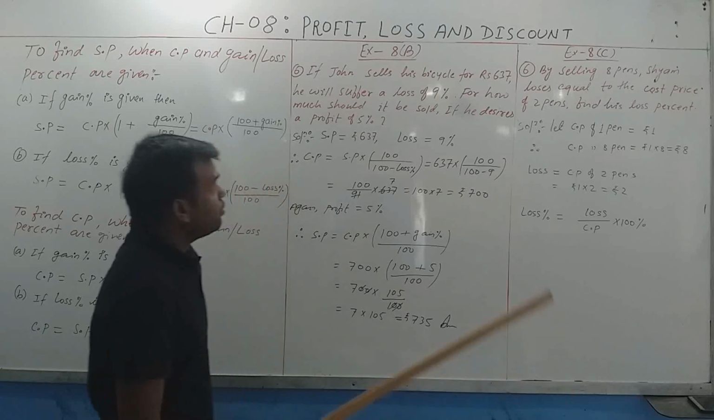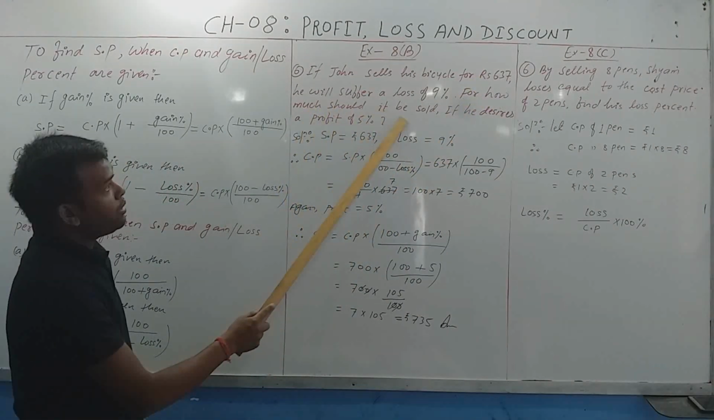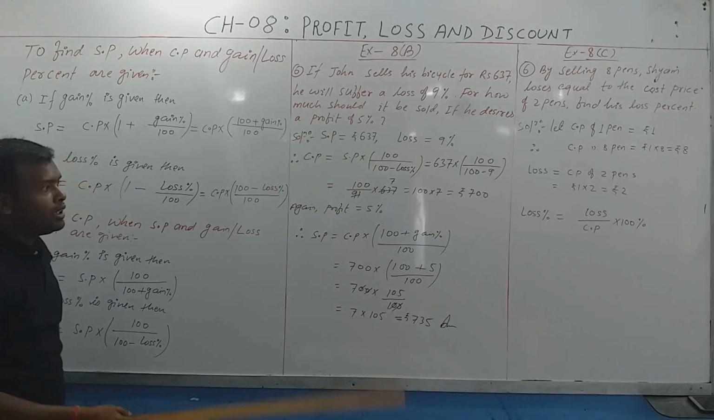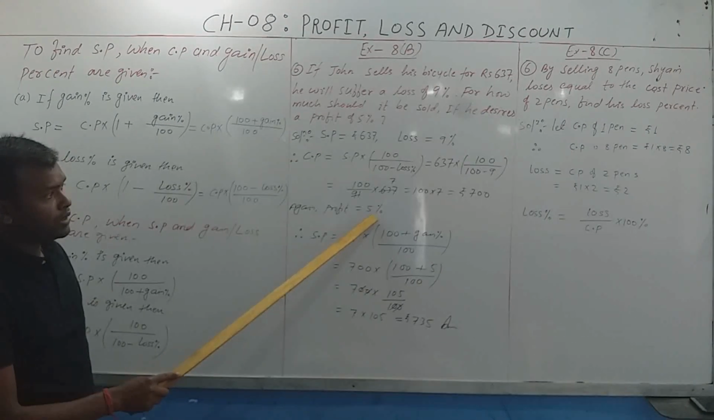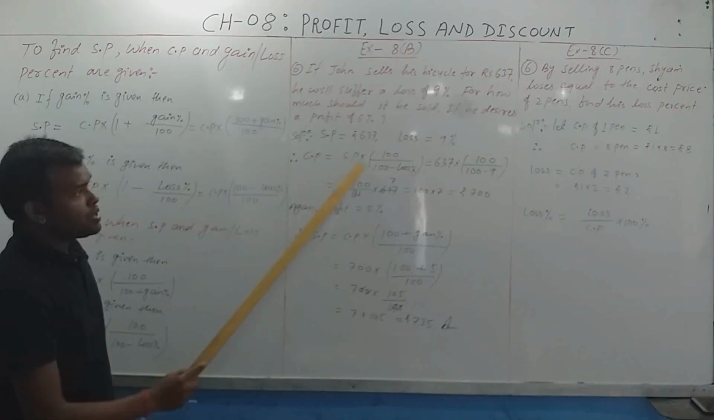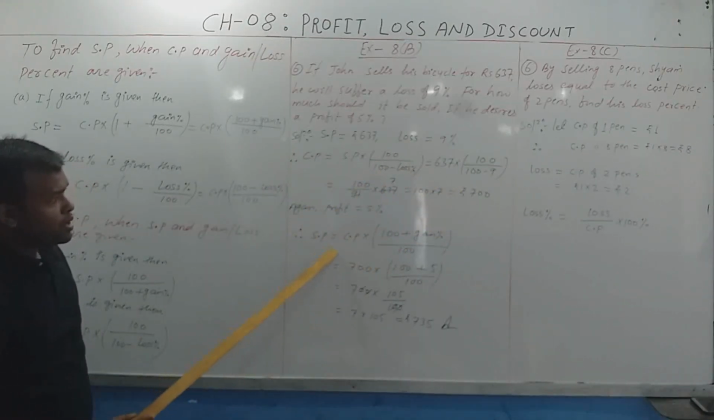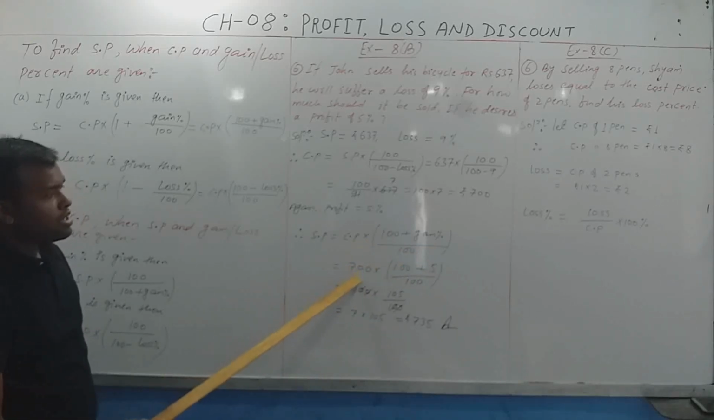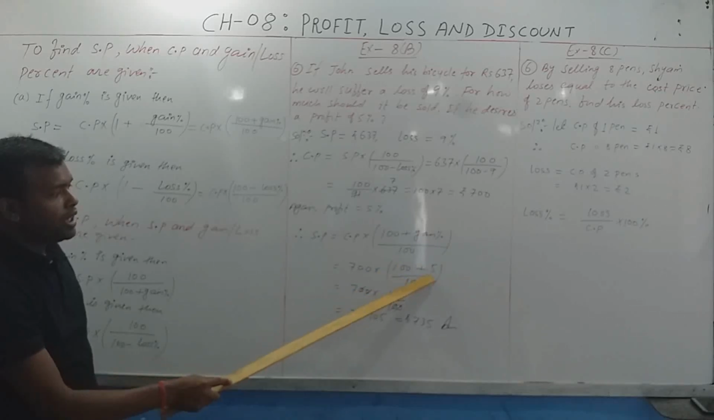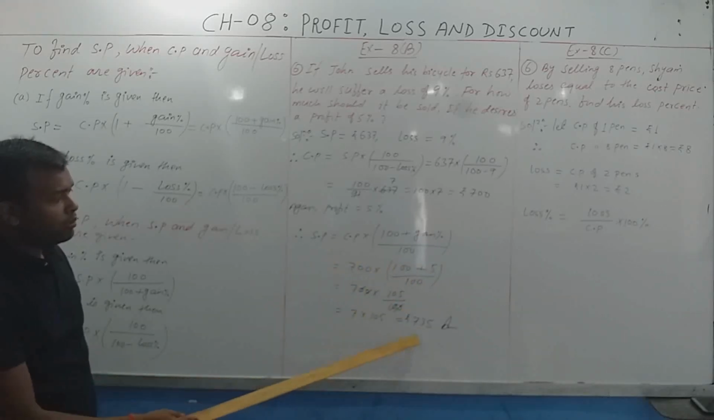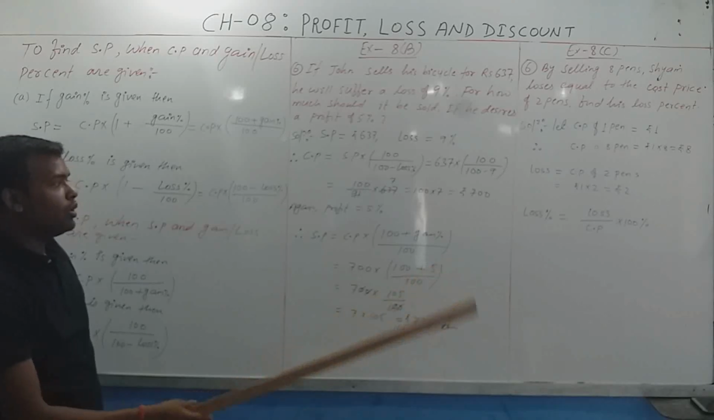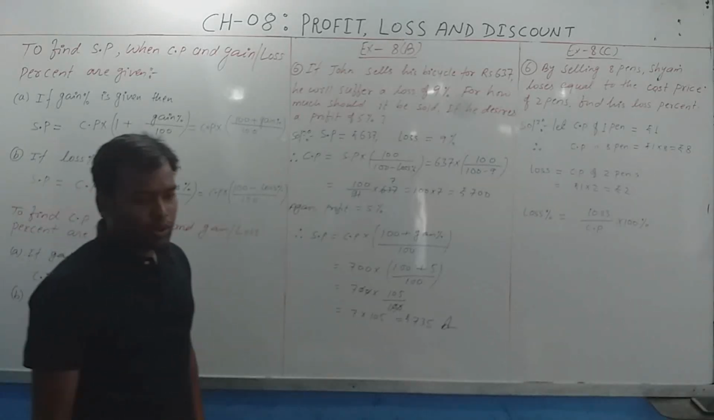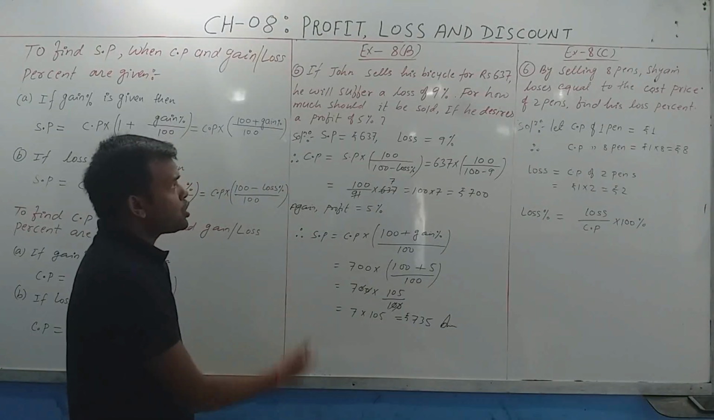Now the next part: for how much should it be sold if he desires a profit of 5%. That means profit is given as 5% and CP is equal to 700. So SP is equal to what? CP into 100 plus gain percent divided by 100. Replace CP by 700 and gain percent by 5, and calculate this, and this will become 735 rupees. Is it clear? So I think you are able to understand the solutions of these questions.